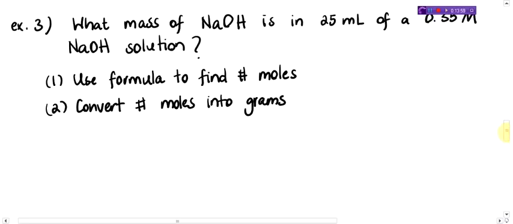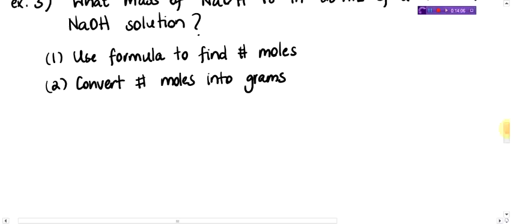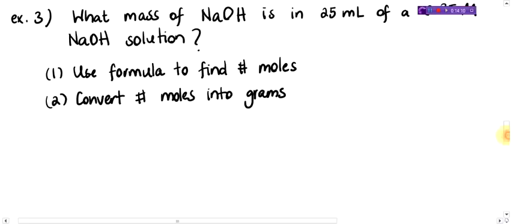So let's take a look at our numbers again. What mass of sodium hydroxide is in 25 milliliters of a 0.35 molar solution of sodium hydroxide? Well, we also have to convert the milliliters into liters. So let's do that first. 25 milliliters is equal to 0.025 liters. Remember, there's 1,000 milliliters in a liter. So to convert milliliters into liters, you divide your milliliters by 1,000.